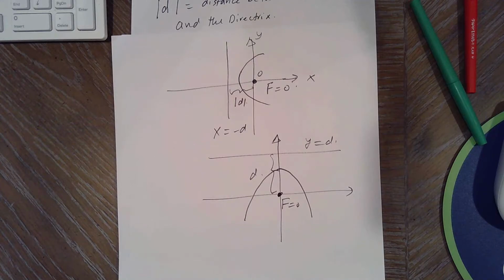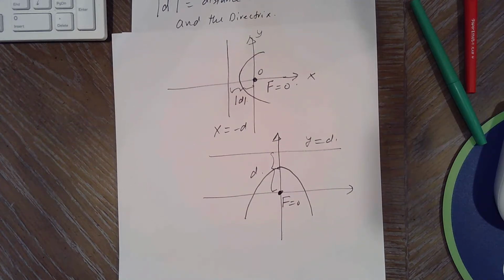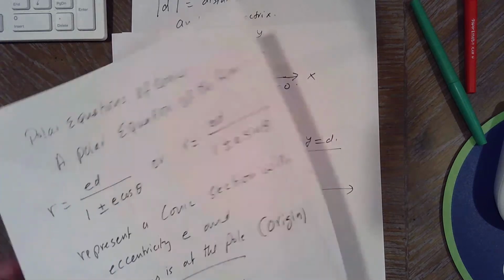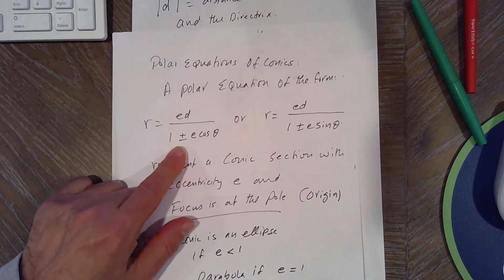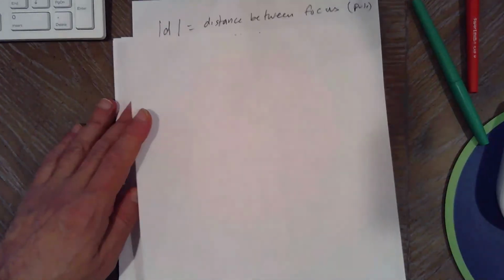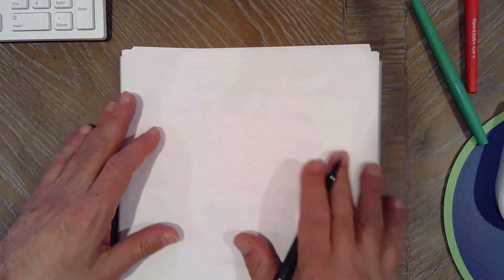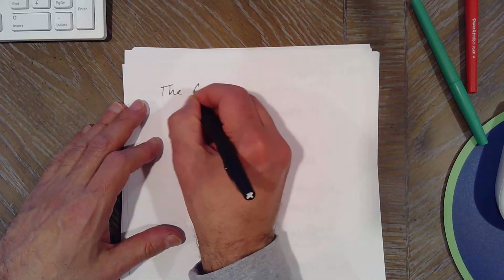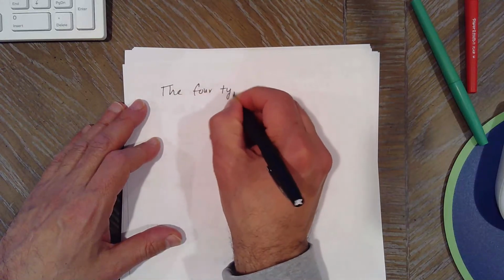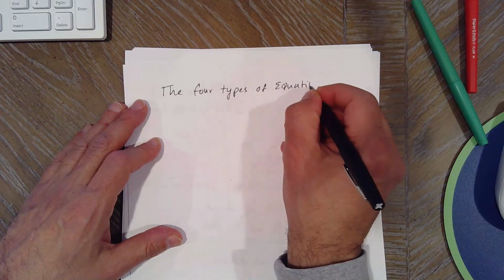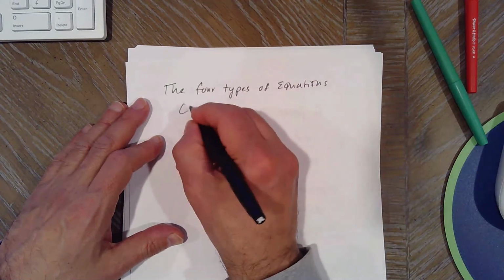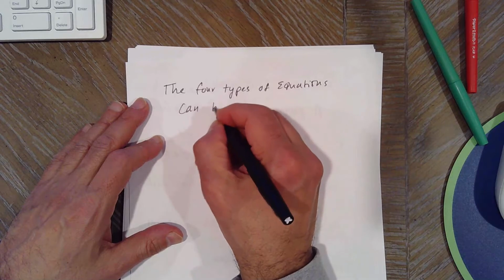Alright, so which equation? See, there are 4 equations here, right? So which one represents which conic? So here are the 4 types of equations. The 4 types of equations can be classified as follows.